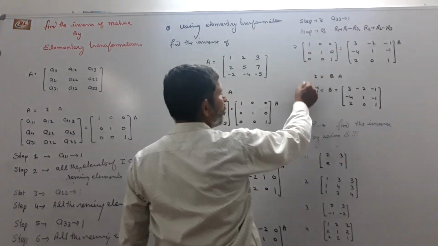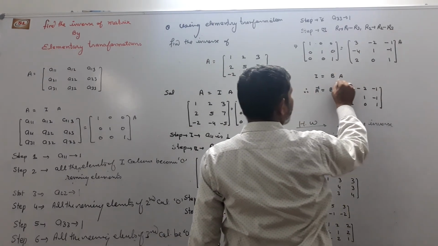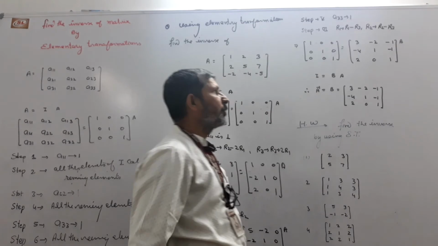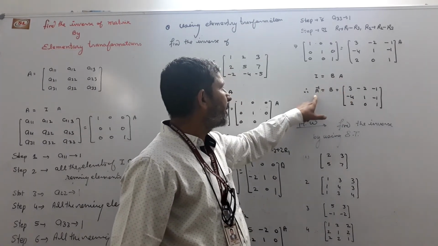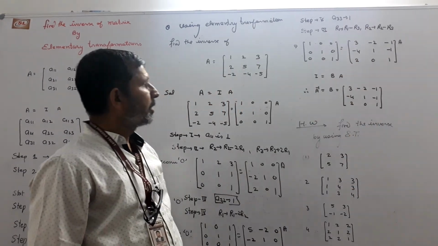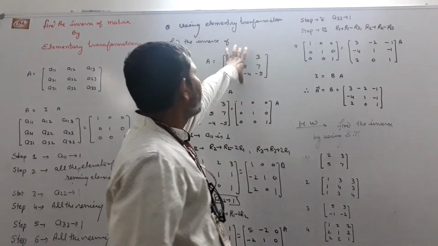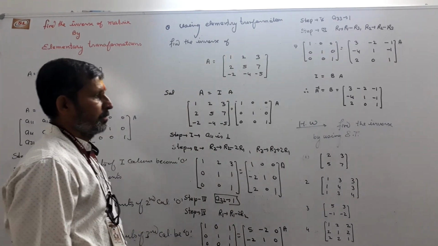Again we check: this is the unit matrix. Let me suppose this is the matrix B and A. If the product of two matrices equals the unit matrix, therefore B is the inverse of A. A inverse equals B, and B is this matrix. Okay, this is the inverse of the matrix A by using the elementary transformation.